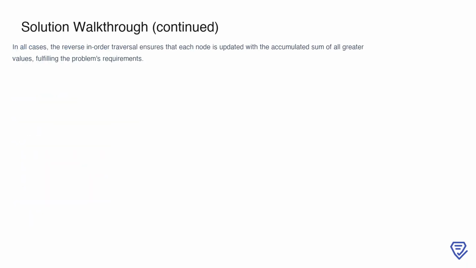In each of these examples, we followed the principle of reverse in-order traversal, which processes nodes in the order of right, root, and left. This ensures that we visit nodes in descending order of their values. By accumulating the sum of all previously visited nodes and updating each node's value during traversal, we transform the BST into a greater sum tree. This approach guarantees correctness and meets the problem's requirements, regardless of the tree size or structure.